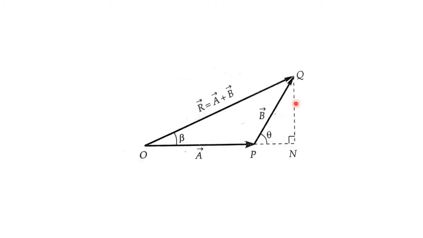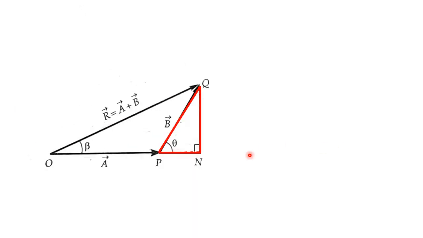Now, draw QN perpendicular to OP in such a manner. Now, we will find the expression for the magnitude of R, or your resultant vector. To find out the magnitude, let us consider your triangle QPN. Find this red triangle.